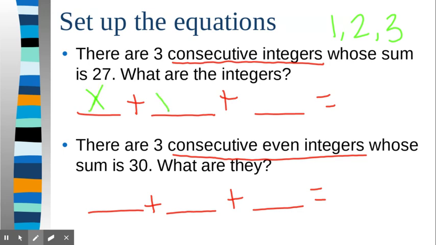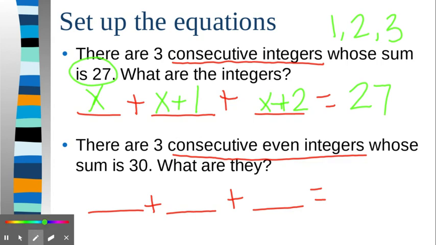But then in the middle, it's just x plus 1. Because from 1 to 2 is only skipping 1. And then the third number is x plus 2. Because again, we're just increasing by 1 each time. And then it'll tell you what to set your equation equal to.